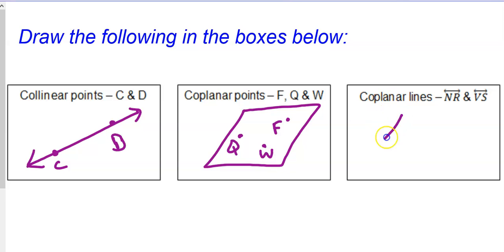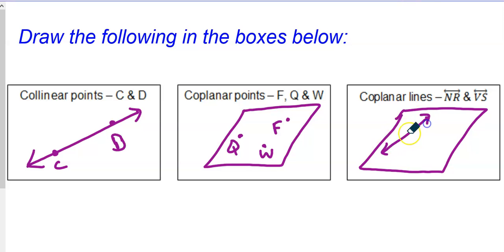Again, coplanar. So I need to draw another plane. Now I'm putting 2 lines on this plane. So I'll have one maybe going this way, and I'll call that NR. Now the other one could be crossing, could be intersecting, it could be more parallel. Doesn't really matter, it doesn't specify, they just have to be on the same plane. That's what's meant by coplanar.